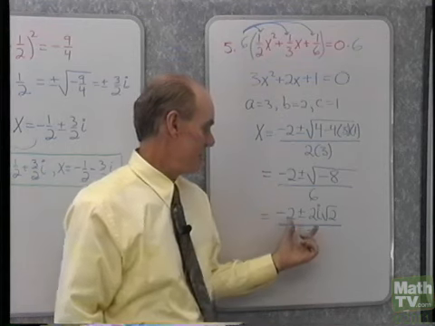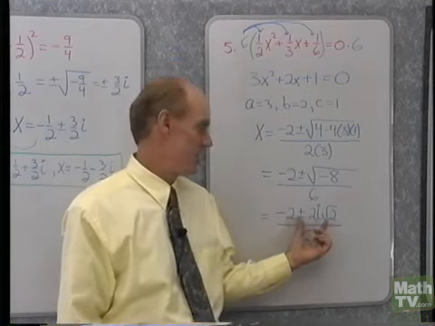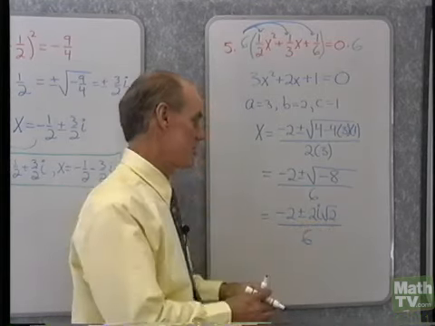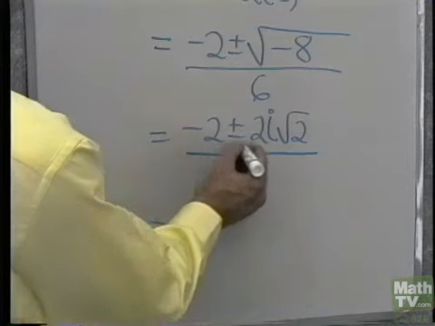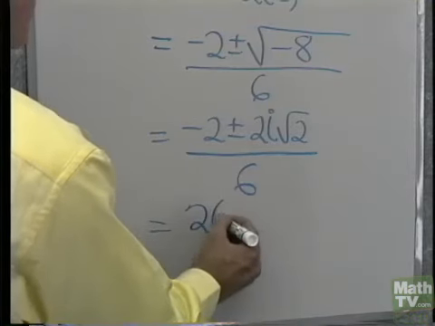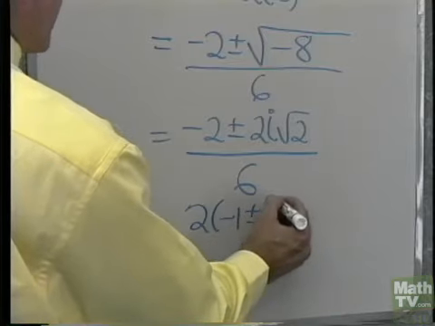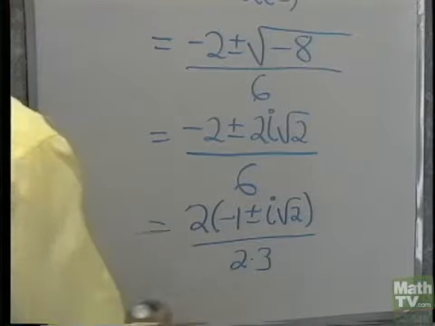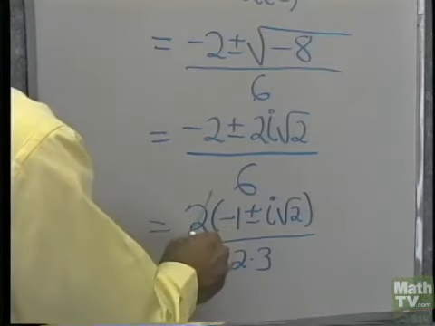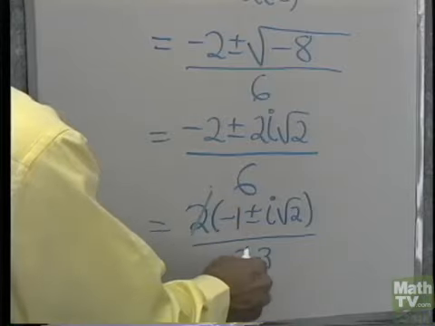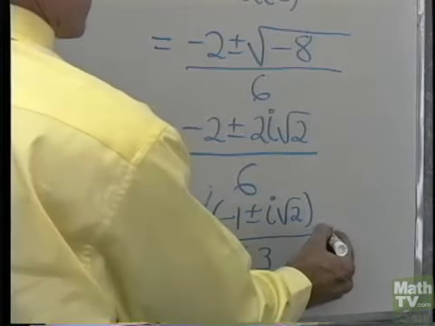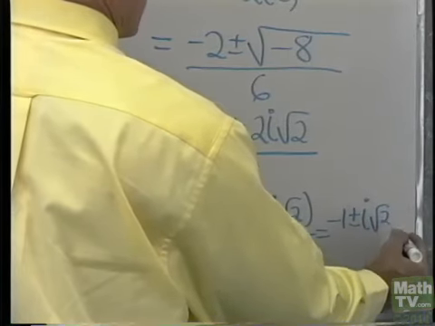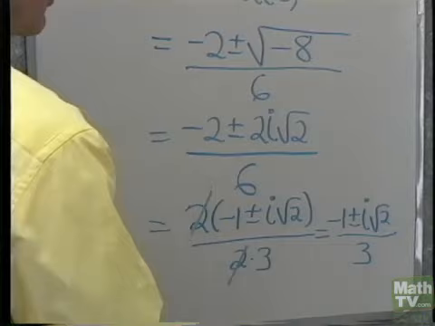This problem's got a lot in it because now I see that there's a 2 common to both terms in the numerator, and 2 also divides the denominator, so I can reduce this to lowest terms by factoring a 2 from the numerator. 2 times negative 1 plus or minus i square root 2. The denominator is 2 times 3, so I'll divide numerator and denominator by 2, divide out that 2, and hopefully this is the end of this problem. Negative 1 plus or minus i square root 2 all divided by 3. So there's my two solutions.